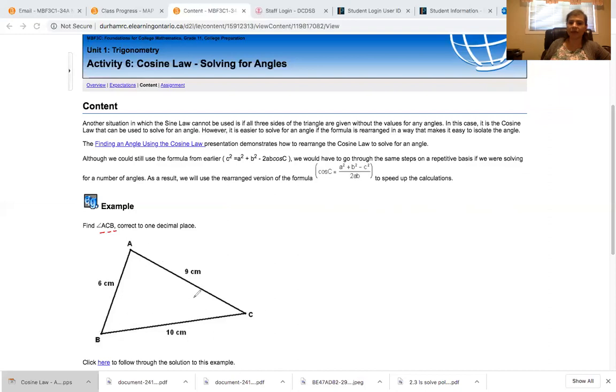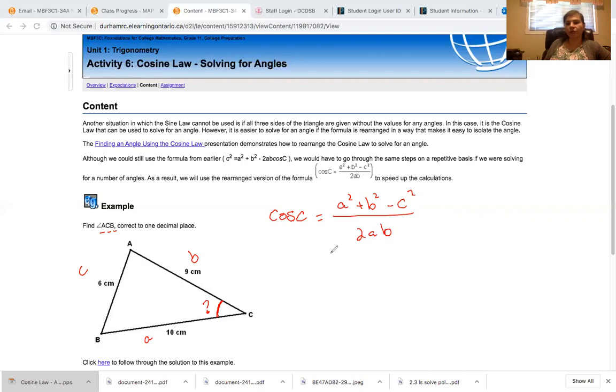So angle ACB is actually angle C. So they want you to solve for angle C, knowing side A, side B, and side C. Make sure you know how to label your triangle, because if you don't, your whole work is going to be wrong. So I'm looking for angle C, which means I'm looking for cosine C. Cosine C equals a squared plus b squared minus c squared all over 2ab.